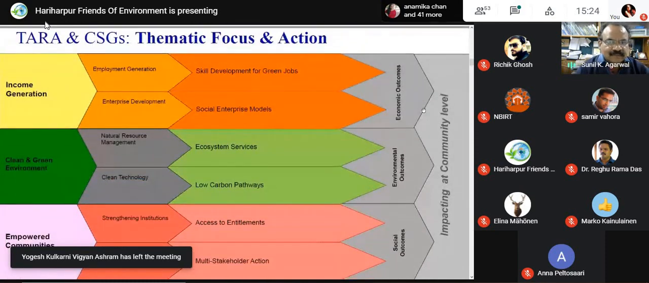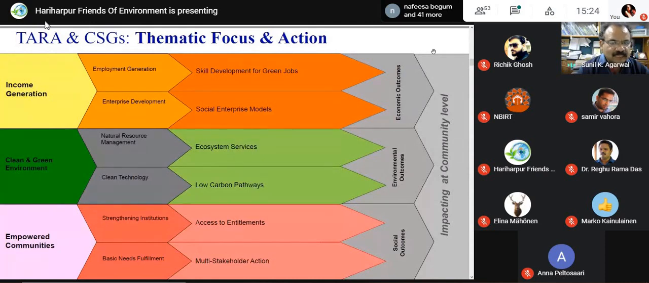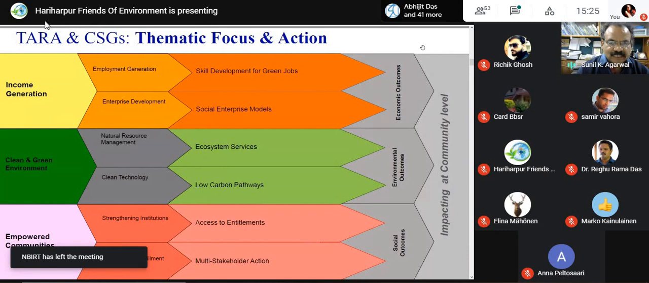So these are the thematic focus and actions which we believe in executing this program involving the S&T capable NGOs. Focus is on income generation, clean and green environment, and empowering the communities. If you see on the right side, social outcomes, environmental outcome, economic outcome. That is at the bottom of the pyramid, with triple bottom line impacts, and impacting at the community level by using such pathways, and that to nurture a green ecosystem.